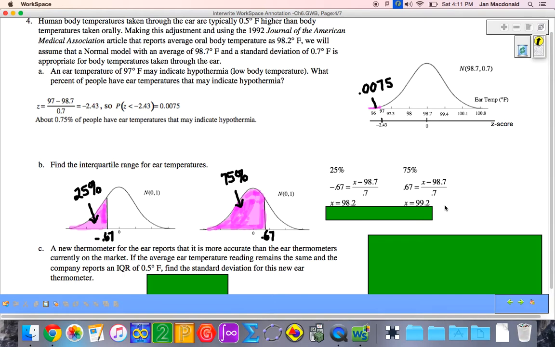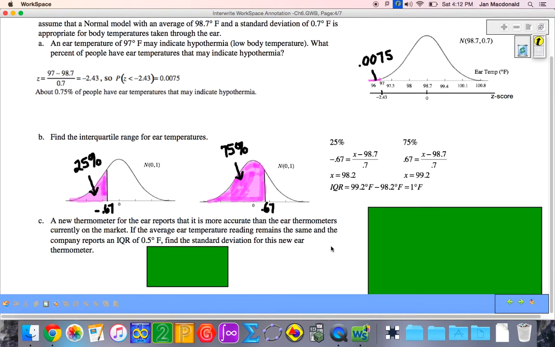So to answer the question, what's the interquartile range? Well, interquartile range is always Q3 minus Q1. So our interquartile range would be 99.2 degrees Fahrenheit subtract 98.2 degrees Fahrenheit, or 1 degree Fahrenheit.